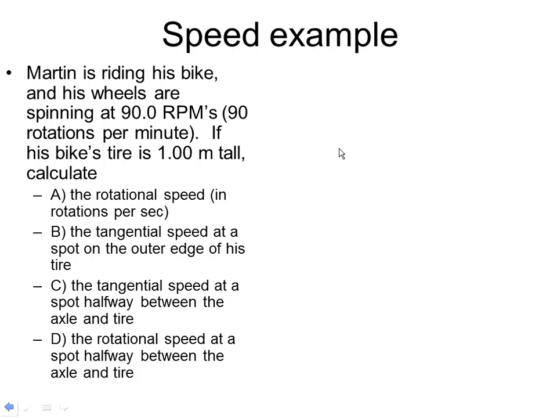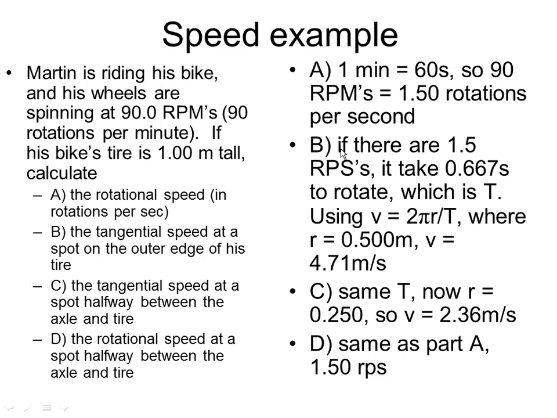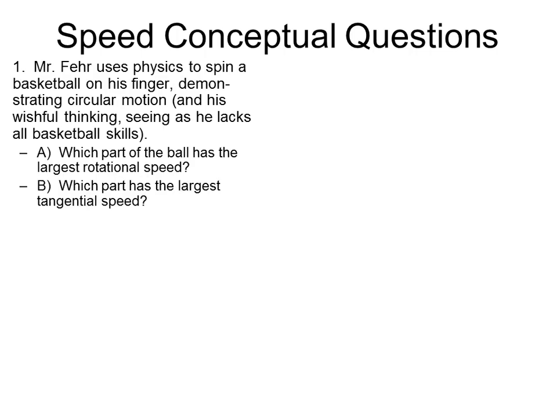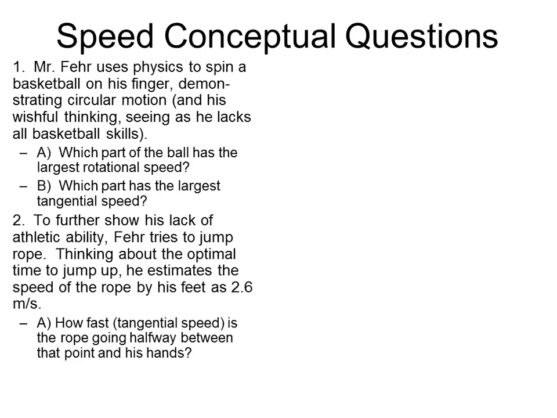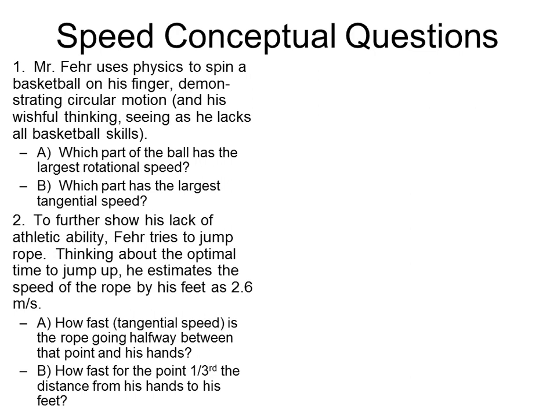So let's see. There's that. And then the last set of questions was the speed conceptual questions. These are just focusing on the concepts, not so much the calculation types. I mean, a little bit of calculation. Thayer uses his physics to spin a basketball on his finger, demonstrating circular motion, and his wishful thinking, as he lacks all basketball skills. What part of the ball has the largest rotational speed, and which part has the largest tangential speed?